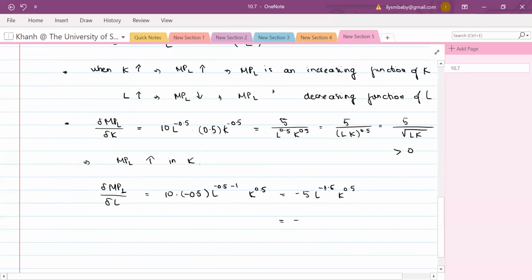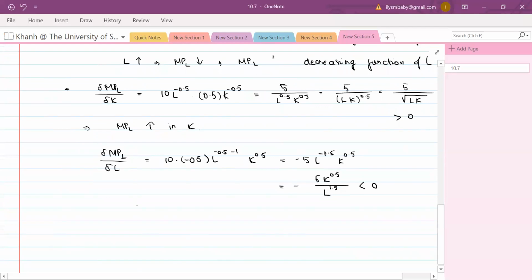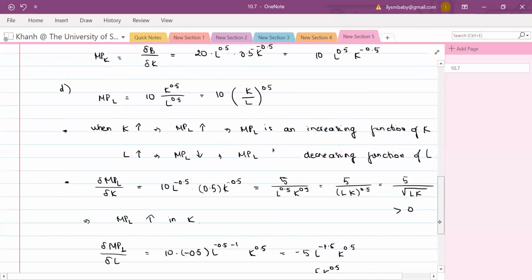So I want to get rid of a negative sign, so I get negative 5 K to the power half divided by L to the power 1.5. As you can see, K and L are positive, so this ratio is positive. However, we have a negative sign in front, so this becomes negative. And if that is negative, then we conclude that the marginal product of labor is a decreasing function of L, or decreasing in L. So that is the second way of doing it.